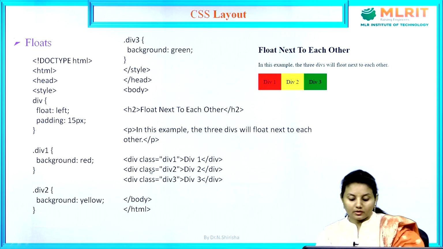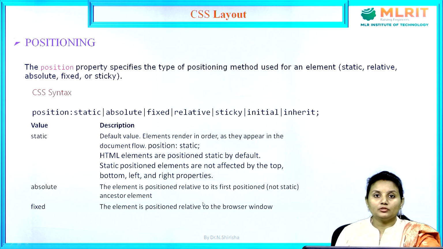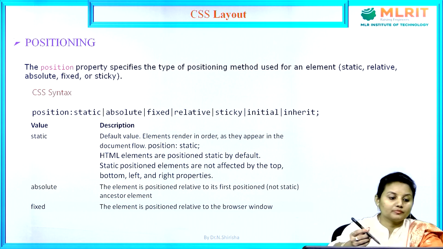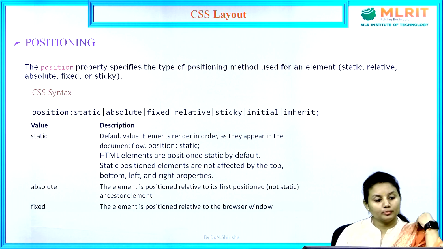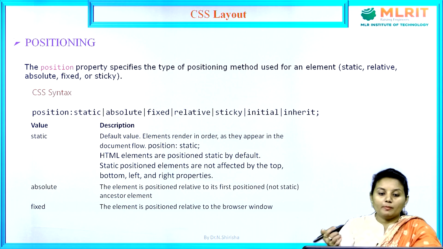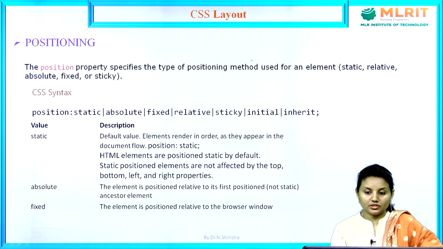Then moving further, we'll see what positioning elements are. So floating has only four values: left, right, none, or inherit. Positioning is nothing but where exactly your elements need to be positioned. So the position property specifies the type of positioning method. What is a positioning method?